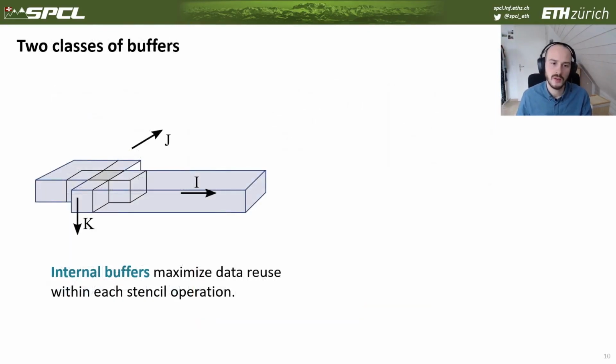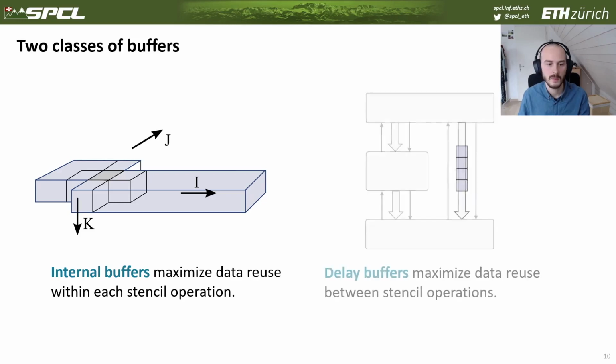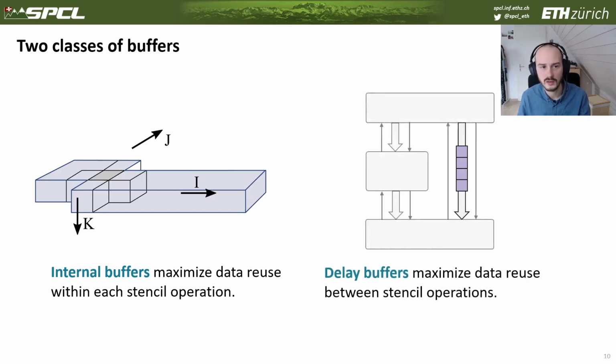So in order to actually map this to the FPGA, and in order to do this whole streaming architecture that we want to, we need two classes of buffers. One is internal buffers. Internal buffers are responsible for maximizing the data reuse within each of these stencil operations. And then we need delay buffers that maximize the data reuse between stencil operations, so in the global program and the connections between the different stencils.